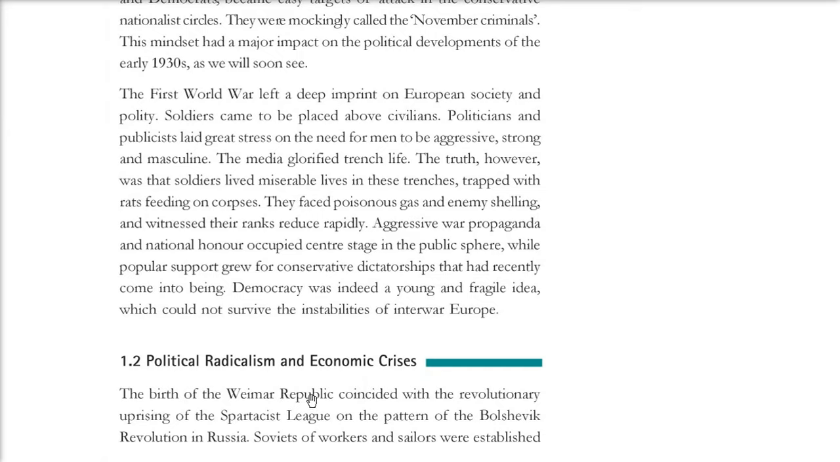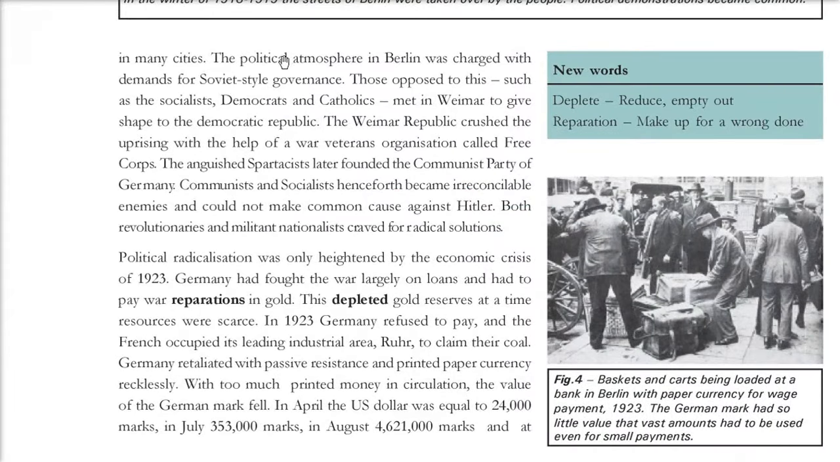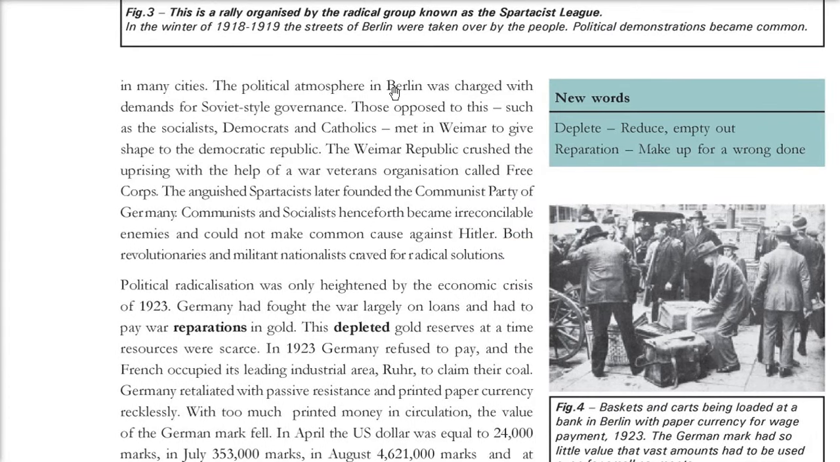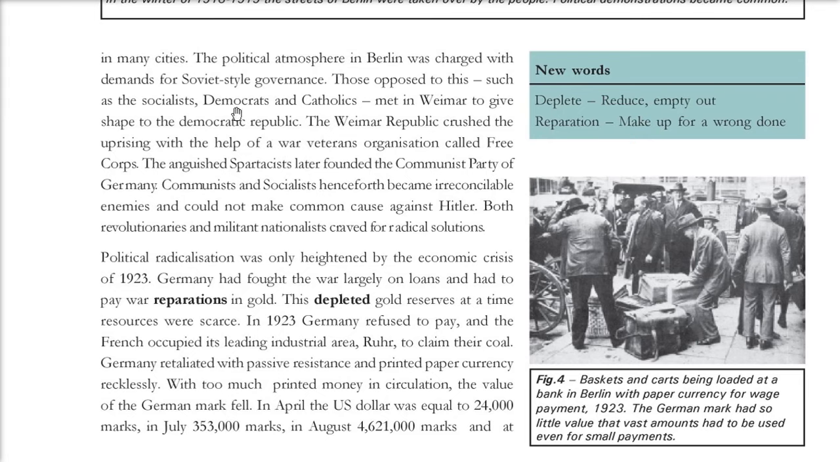Now, the birth of the Weimar Republic actually coincided with what was happening in the Bolshevik Revolution in Russia. Soviets of workers and sailors were established in many cities here also. The political atmosphere in Berlin was charged with demands of Soviet-style governance, because this period coincided with that Soviet revolution. So everyone met: socialist, democratic, and Catholic. These Catholics wanted to give shape to a democratic republic.